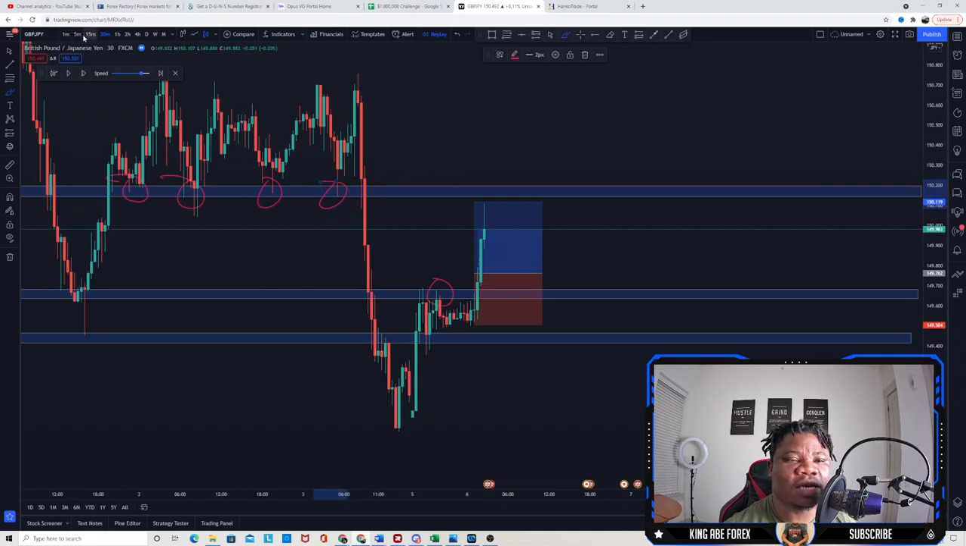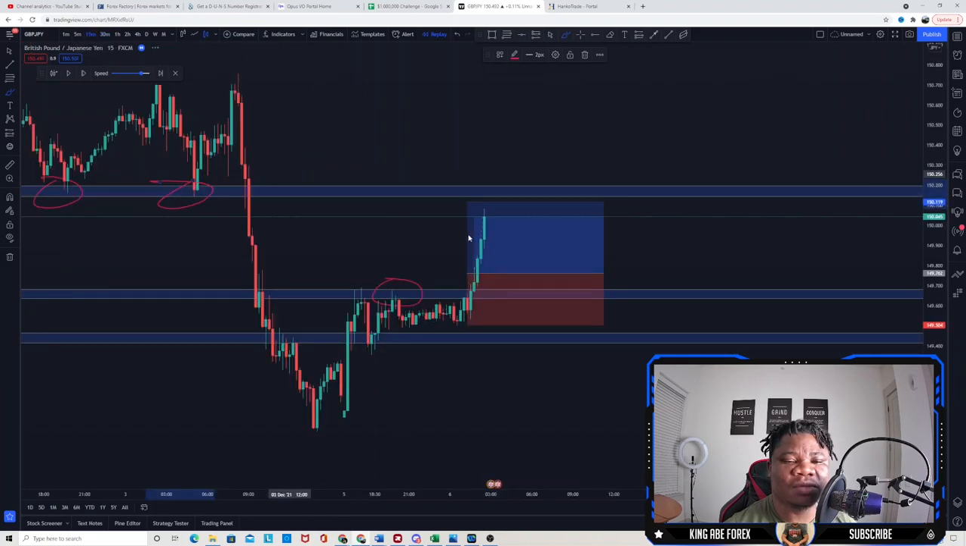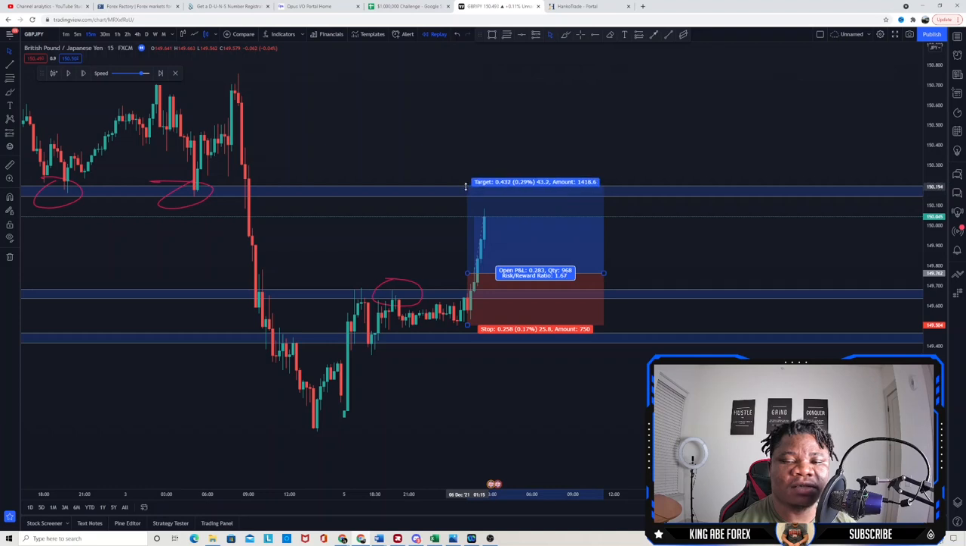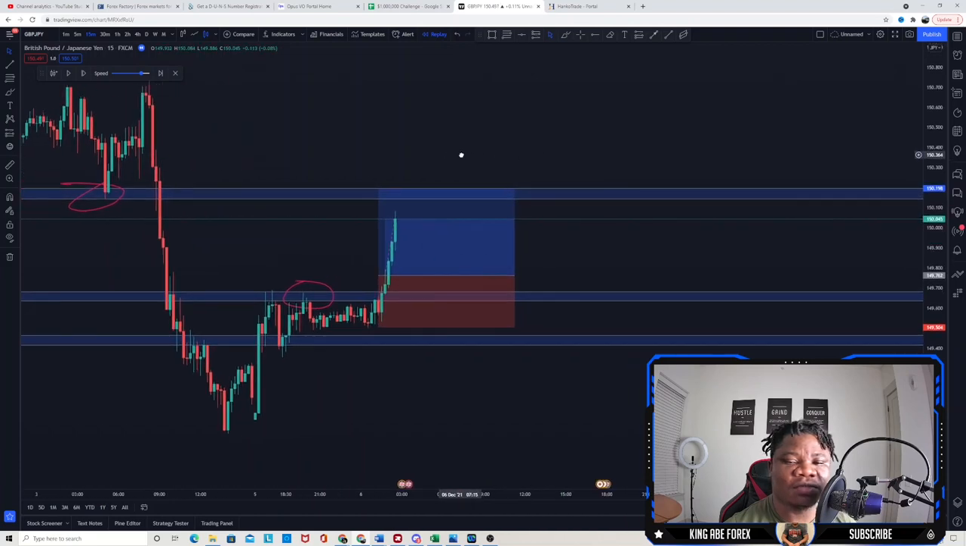Now we can go back to the 15-minute time frame, and this is going to be our take profit target right here. So we're looking at 43 pips, a risk to reward ratio of 1:6. So let's see how this trade actually played out. Let's take a look and see.